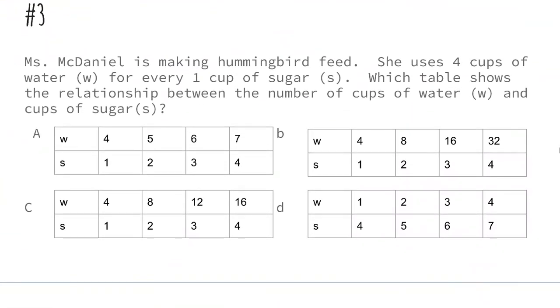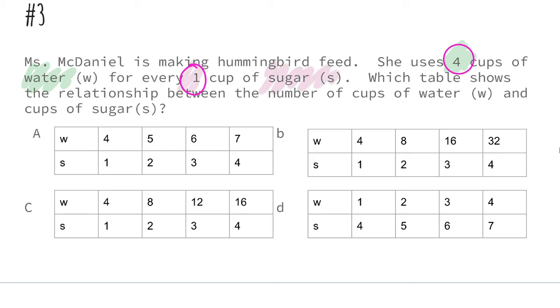Okay, number 3, same thing. We've got Miss McDaniel's making hummingbird feed. She uses 4 cups, or math class circle it, of water for every 1 cup of sugar, or math class circle it. Which table shows the relationship between the number of cups of water, W, and the cups of sugar, S? Okay, so I need water. I've got 4 cups of water, and I have 1 cup of sugar.